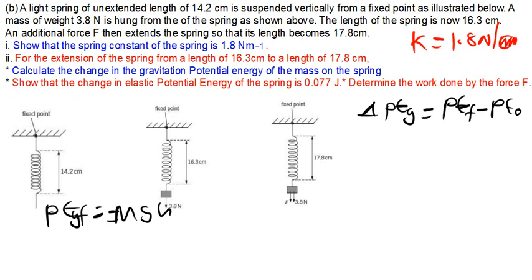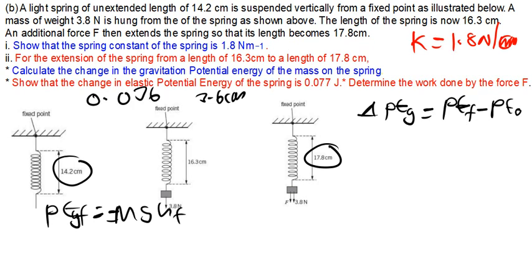Now we divide it by 100, so it will be 17.8 minus 14.2. That is going to be 3.6 centimeters. I have to convert this to meters. I'll divide it by 100, which is going to give me 0.036. So my mg is 3.8, which is the weight force which is there. So I'll do times 0.036, and I'll end up having what?